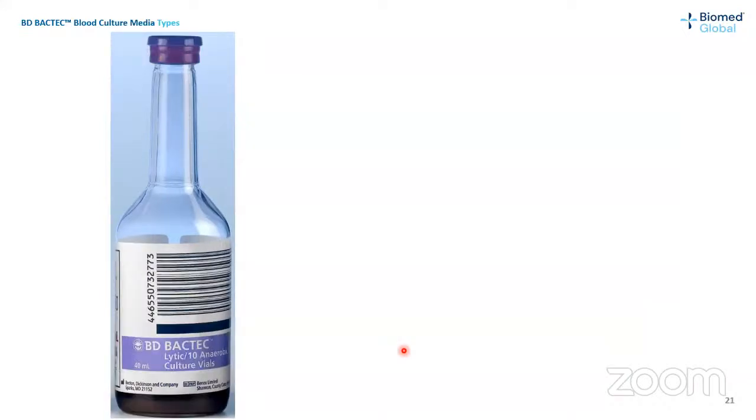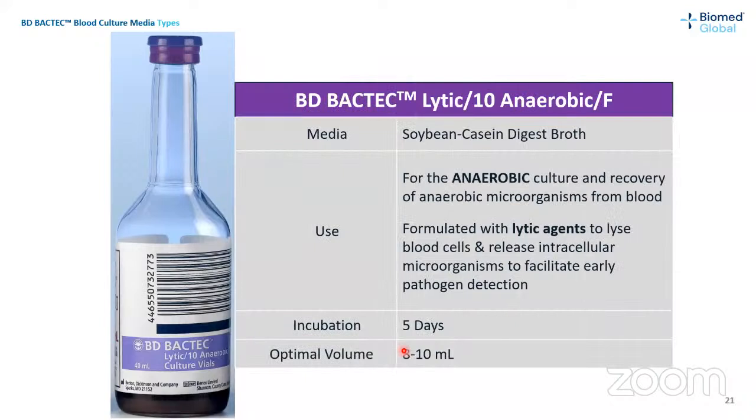Okay, so the anaerobic bottle, this is the anaerobic bottle, is for the anaerobic culture and recovery of anaerobes from the blood. Okay, so it's a bit different from the aerobic bottle because it does not contain the resin media. Instead, it's got a lytic agent called saponin inside it. Okay, so in terms of optimal volume, it's the same at 8 to 10 mils.